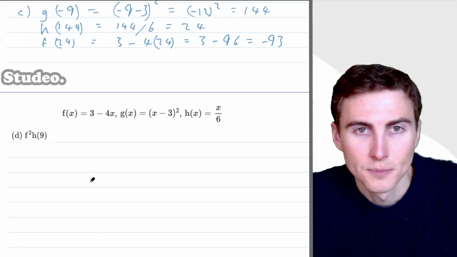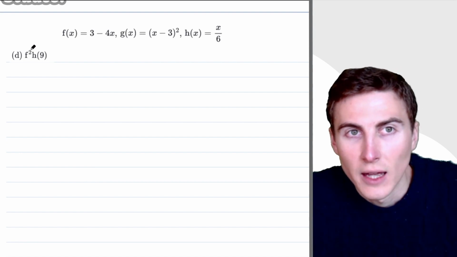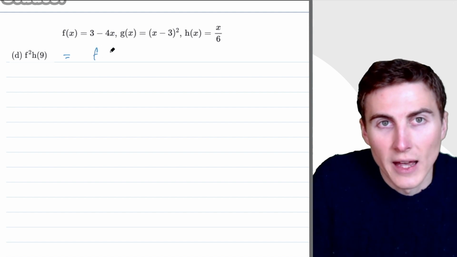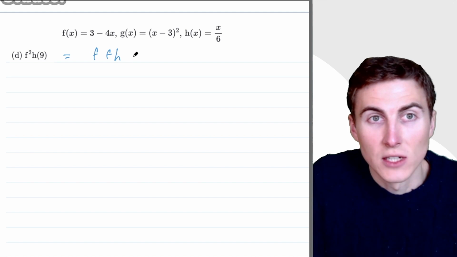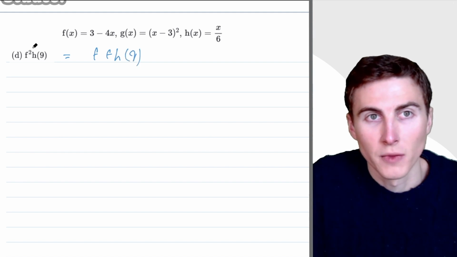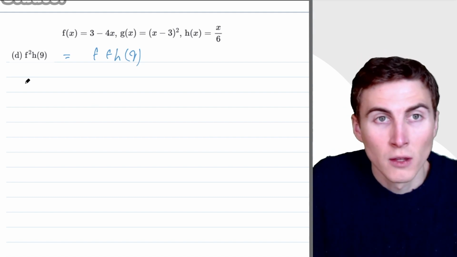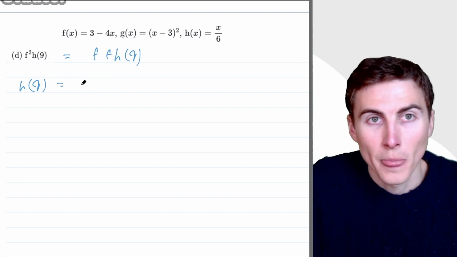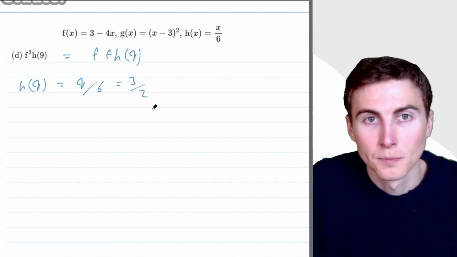So last one here is d. So remember, if it's f squared, that's really just asking us what is f of f of h of 9. So the f squared just means ff, so you're just plugging it in twice. So first of all, let's find h of 9, which is just 9 over 6, which is 1.5, or we can simplify it to 3 over 2.